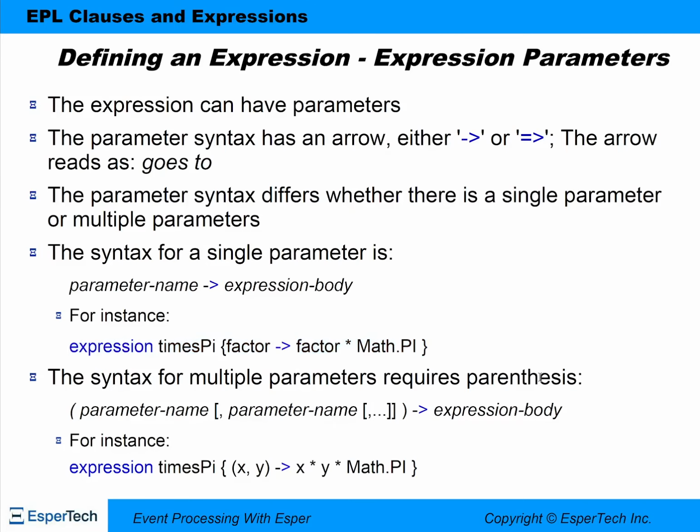The syntax for multiple parameters requires parenthesis. Parenthesis, parameter name, optionally comma and additional parameter names, goes to expression body. For instance, expression timesPi curly braces, parenthesis x comma y goes to x times y times Math.PI.